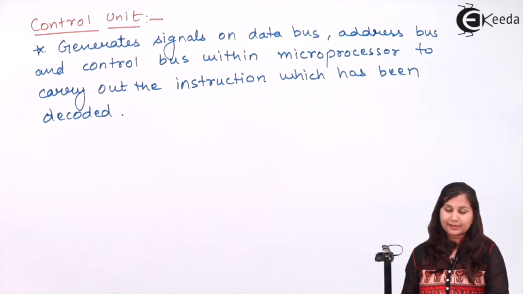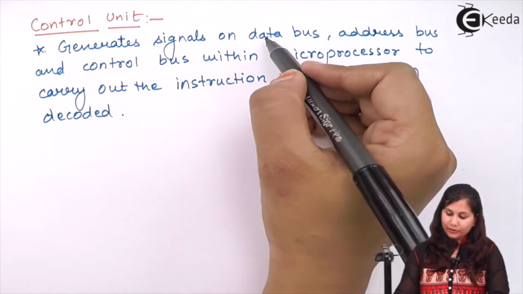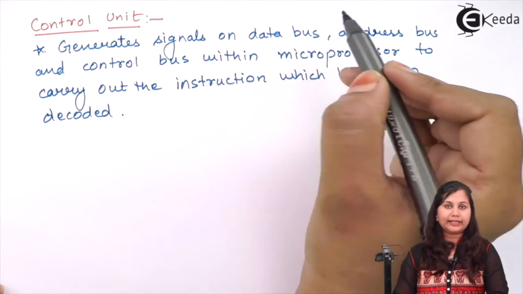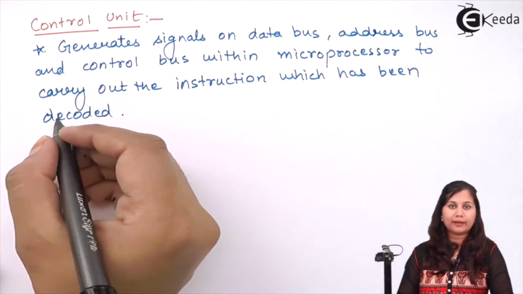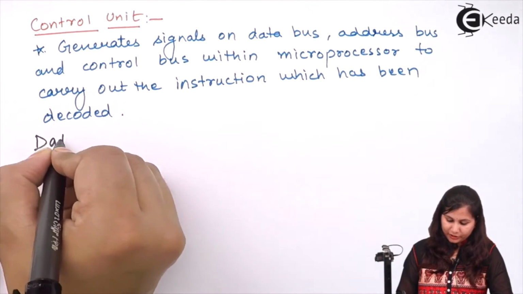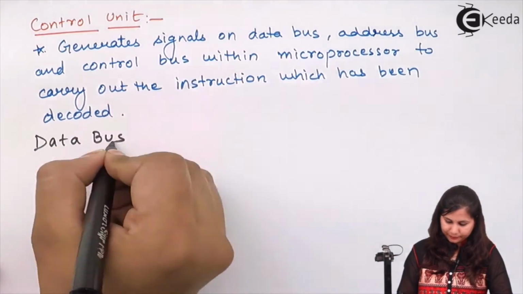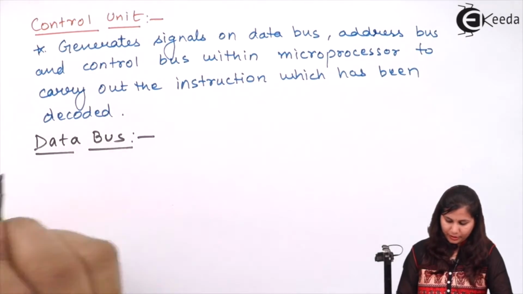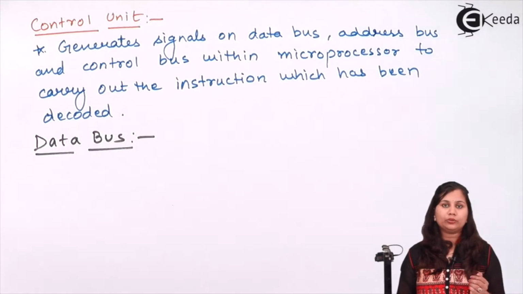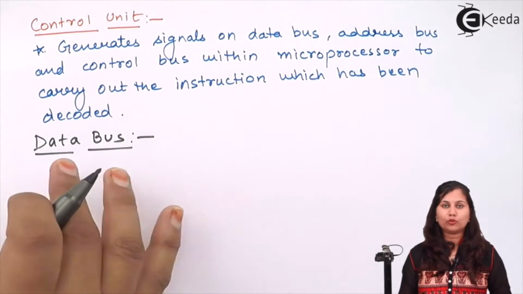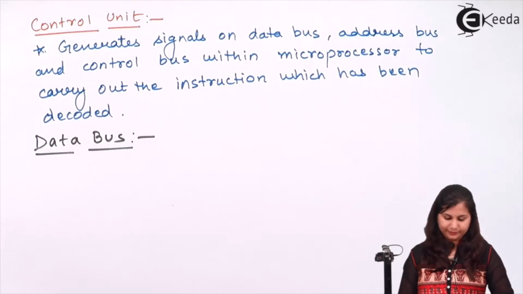So how the buses are defined in the 8085 microprocessor. The 8085 has an 8-bit data bus and a 16-bit address bus. So let us study the buses. First we have the data bus. The function of this data bus is to carry the data within the microprocessor. Whatever data has to be provided to the microprocessor, that data flows on this data bus.